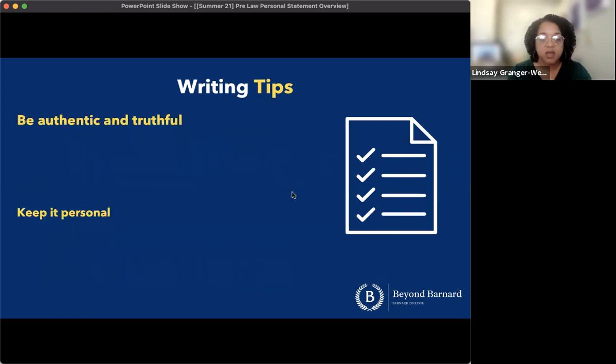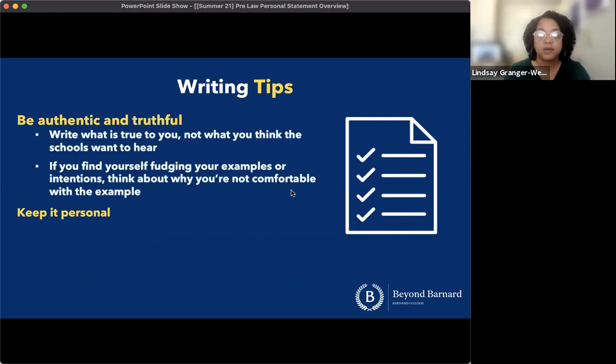Right, so next, you'll want to be authentic and truthful in your personal statement. I touched on this before, but write what is true to you and not what you think schools want to hear. A lot of times we see people whose draw is corporate, or business related, general counsel, something like that. But in their personal statement, they talk about wanting to do public interest because they feel like that's what the school wants to see. And that's not accurate at all.